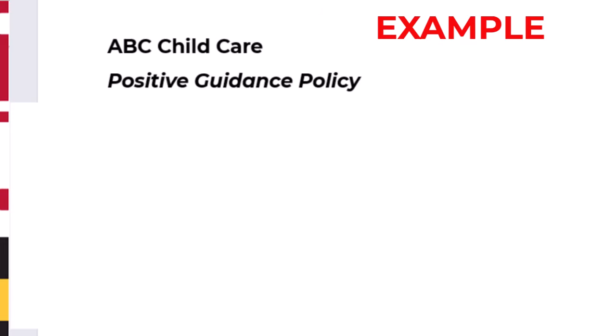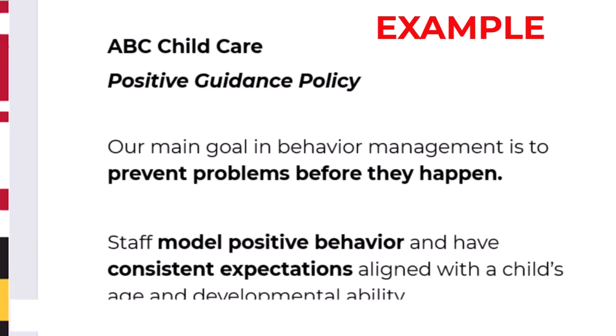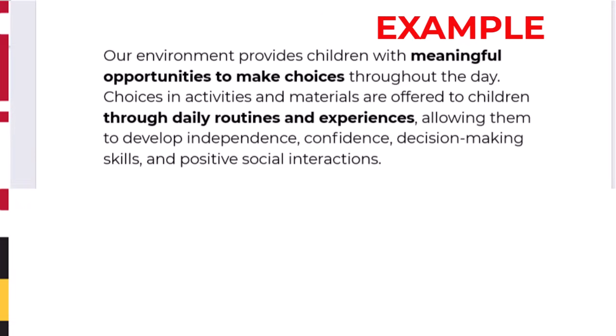This next example states, "Our main goal in behavior management is to prevent problems before they happen. Staff model positive behavior and have consistent expectations aligned with a child's age and developmental ability. Our environment provides children with meaningful opportunities to make choices throughout the day. Choices in activities and materials are offered to children through daily routines and experiences, allowing them to develop independence, confidence, decision-making skills, and positive social interactions.